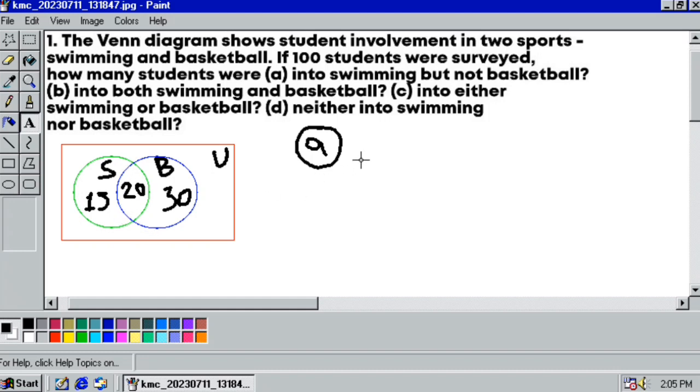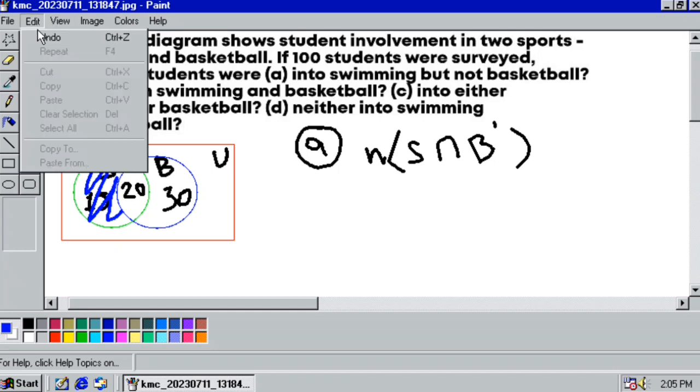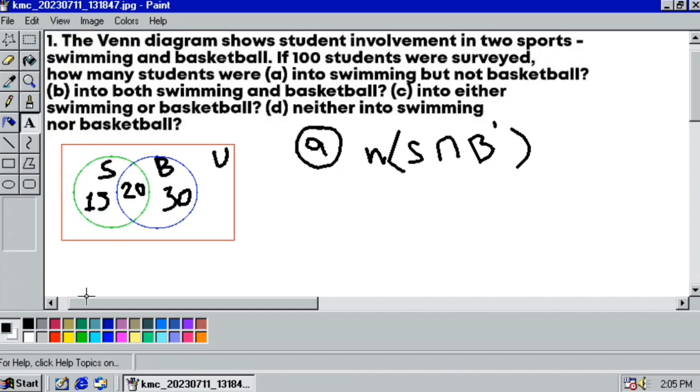So, if we want to write it, it's the number of set S intersection of B complement, since this set includes those in S but not in B. So those in swimming but not in basketball. If we want to shade that part, this will be the shaded part right here. So our shaded part there is 15. So it's simply 15.